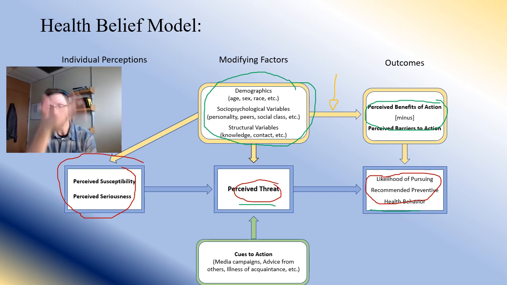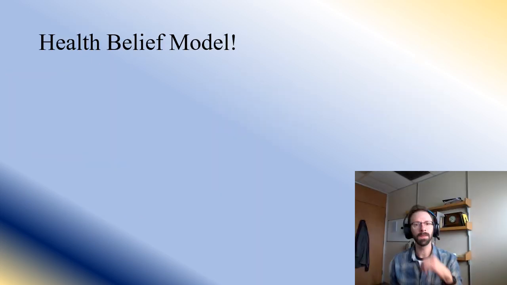barriers of action. Well, as you can see, there's arrows going everywhere, right? That influences all this stuff. And so again, that's a useful reminder to us that this is not a totally rational exchange. Everything from perceived susceptibility to the likelihood of pursuing the recommended preventive health behavior, everything is influenced by our social groups and our situation and our context.